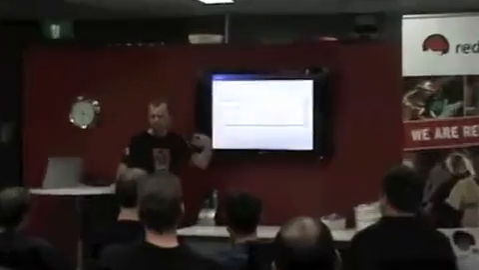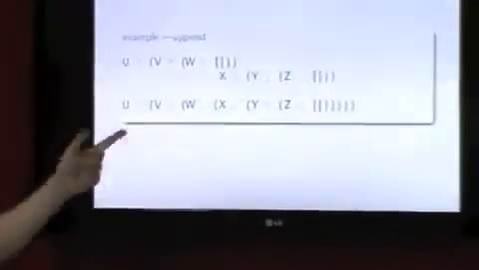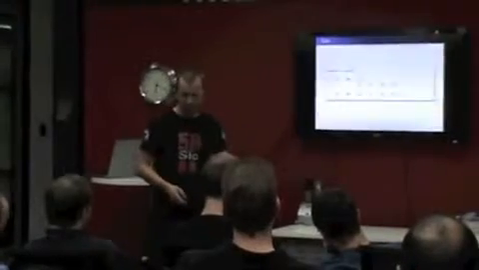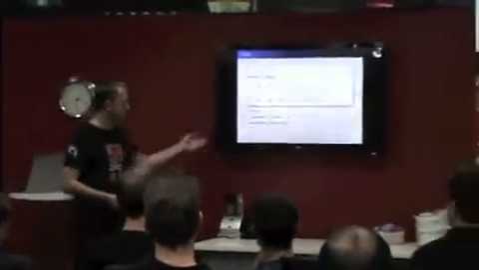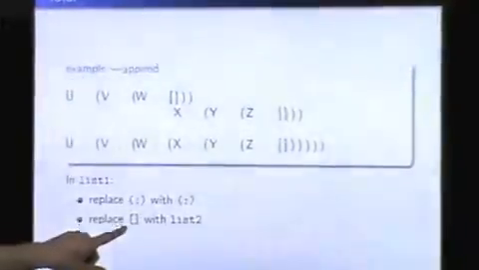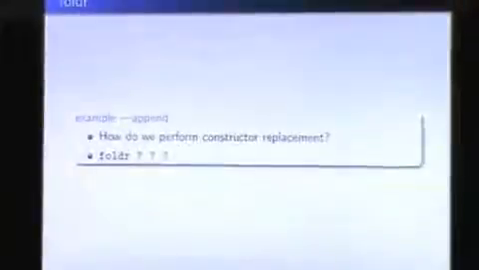Yeah, so replace nil with list 2 in list 1, and replace cons with cons. Yeah? So appending two lists, appending list 1 and list 2, is folding right with cons and list 2 as the beginner on list 1. Okay? So that's exactly what we just said. So replace cons with cons and replace nil with list 2.